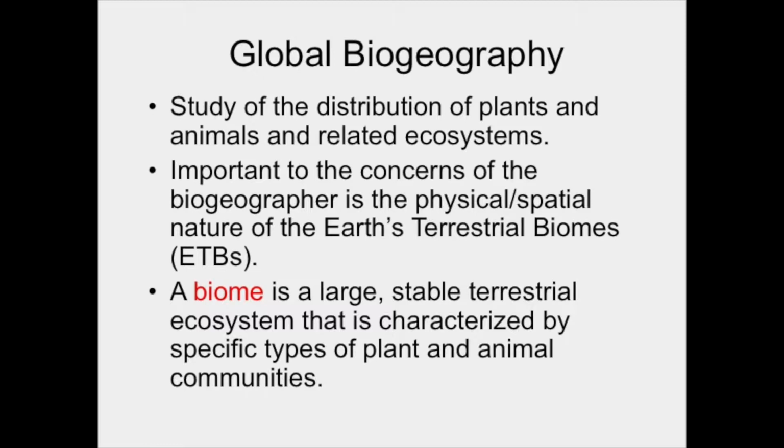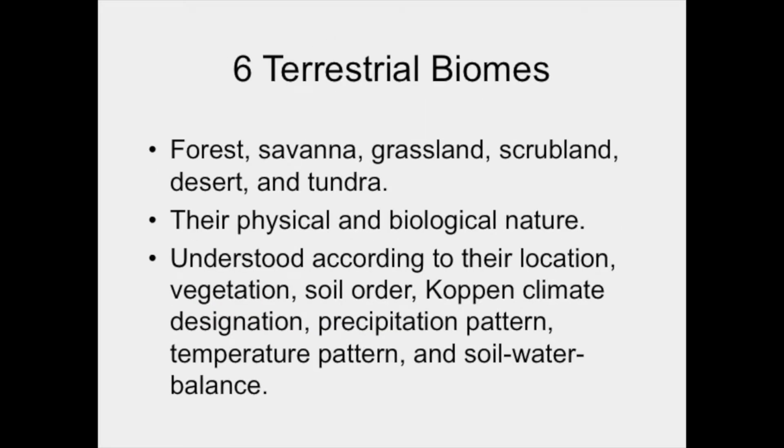A biome in this case is a large, stable terrestrial ecosystem that is characterized by specific types of plant and animal communities. As I also mentioned, we recognize in a sense 6 major terrestrial biomes. These include forest, savanna, grassland, shrubland, desert, and tundra. We will be taking a closer look at these various biomes in terms of their physical and biological nature.